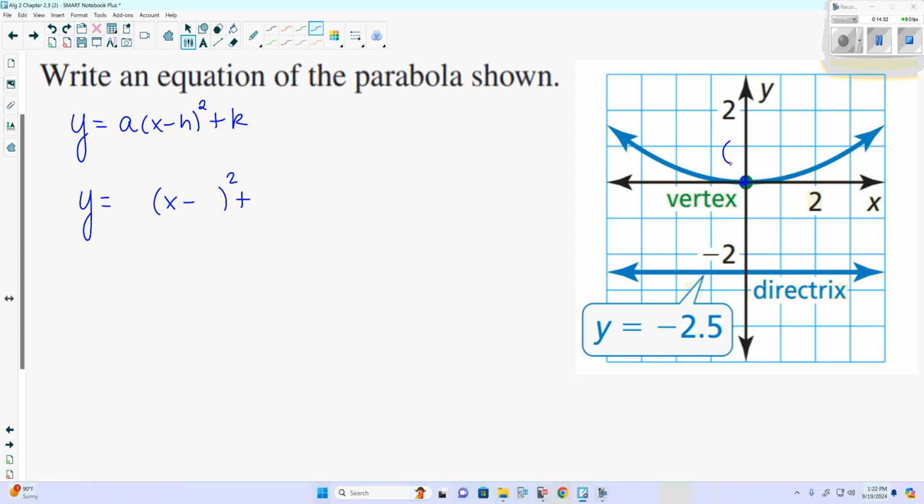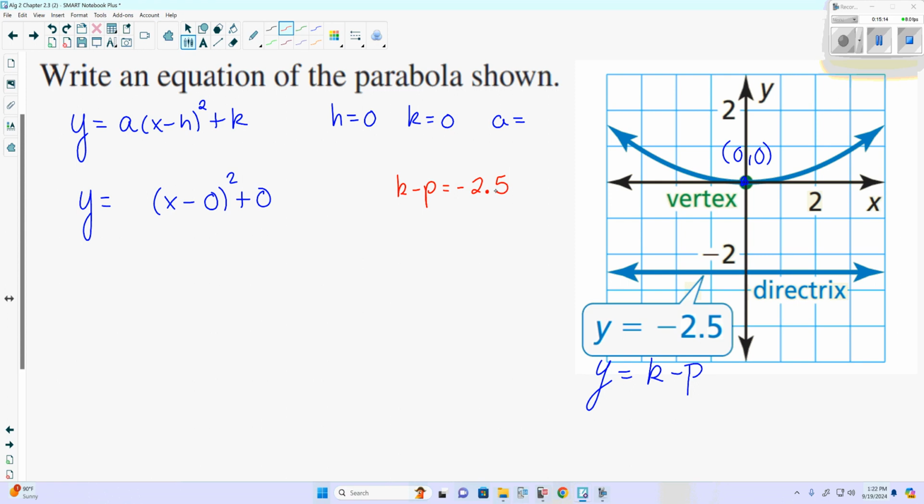Vertex is still 0, 0. So h is 0. K is 0. Directrix, general form is k minus p. So for us here, k minus p is negative 2.5. And it really doesn't matter if it's a decimal or fraction. We're just trying to find the value of p.